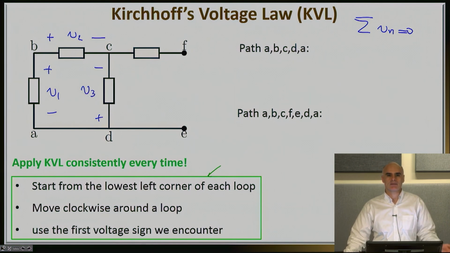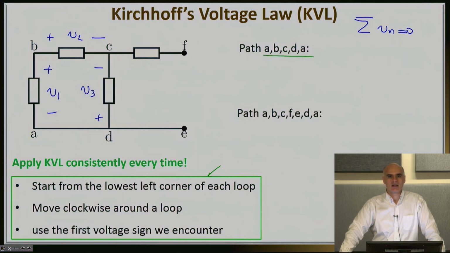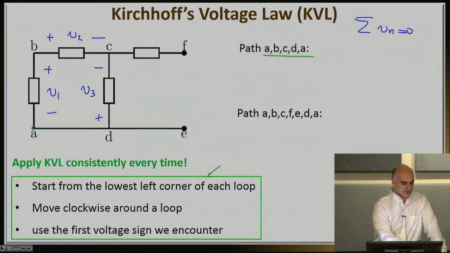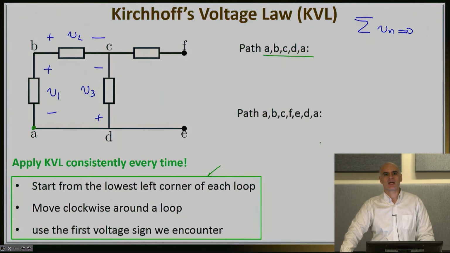So step number 1, start from the lowest left corner of the path that you like. I'm going to first go for this path here, A, B, C, D, A. The lowest left corner is point A. Of course, if you don't like to start from the lowest left corner, pick another one. Pick the upper right or pick the upper left. Pick any corner you like, but always pick the same corner and always apply from the same starting point. I like the lowest left one, and I will always apply KVL from the lowest left one.